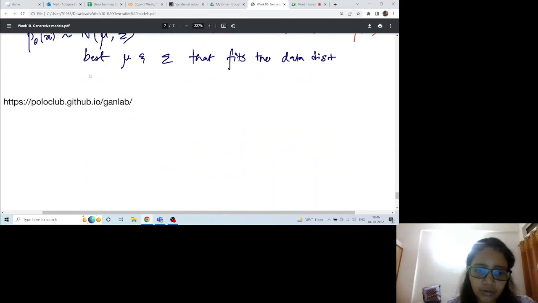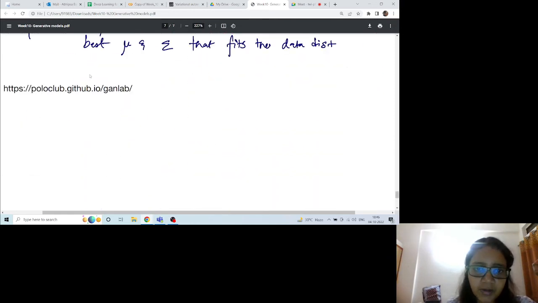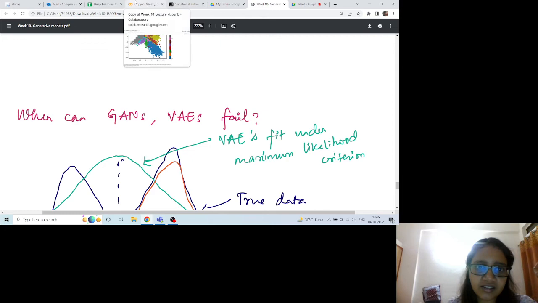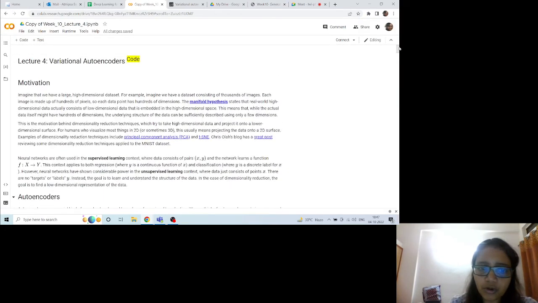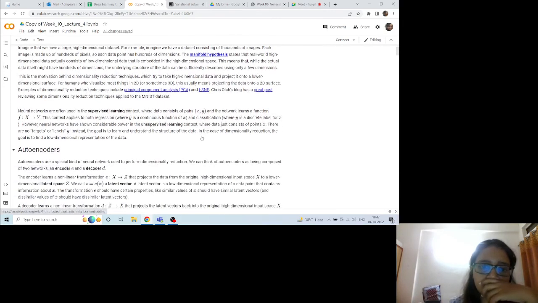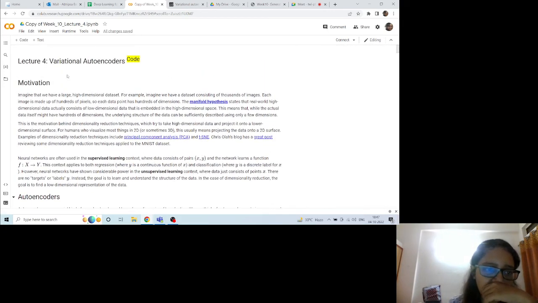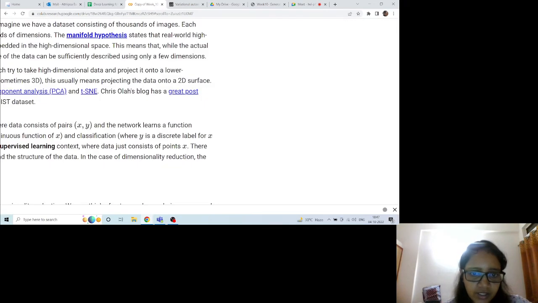Right, so more or less the theory part is done. So the more fun practical part will be done now. So today we have autoencoders. So let's start with that in the code. Let me increase the font a little bit.